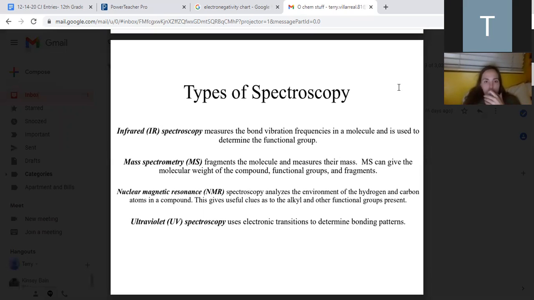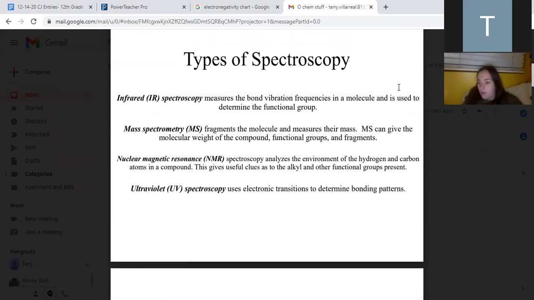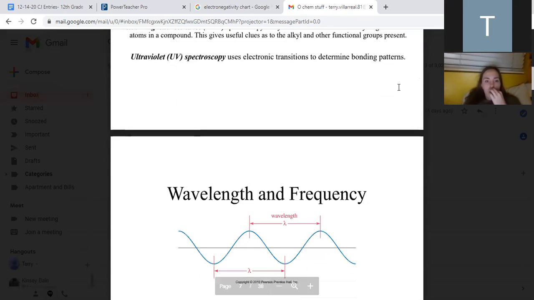So you can think about it like, I think this is true, or this is my compound. And so all of the spectra you produce has to match. You can't find a discrepancy. And then ultraviolet, this will tell you bonding patterns. We use that when we have conjugated pi systems, like alternating double bonds or something like that. That's what UV spec is useful for.